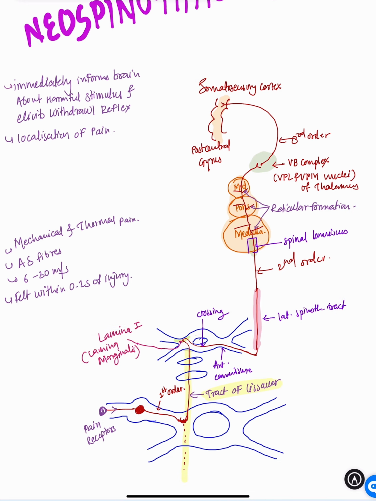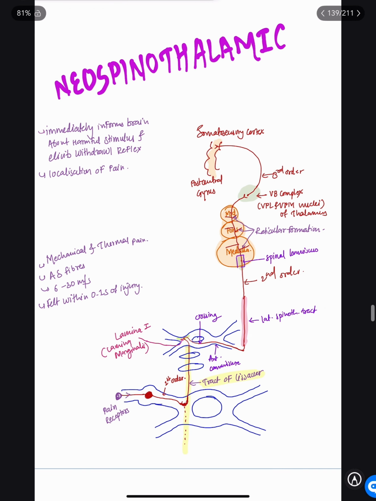And the importance of fast pain is that it immediately informs the brain about a harmful stimulus and further elicits the withdrawal reflex, and it helps in localization of pain. So this was all about our fast pain. Okay, thank you.